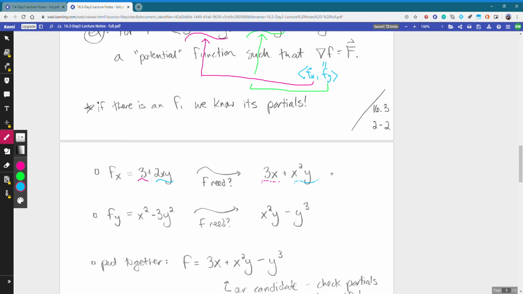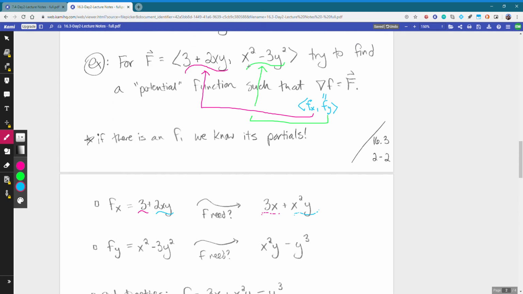All right, next, looking at our y component, we know that fy would have to equal x squared minus 3y squared. And again, backing up, integrating with respect to y, if we look at x squared, well, integrating that with respect to y, we would just need to multiply that by y, right, since this is a constant with respect to y. And so we get an x squared y.